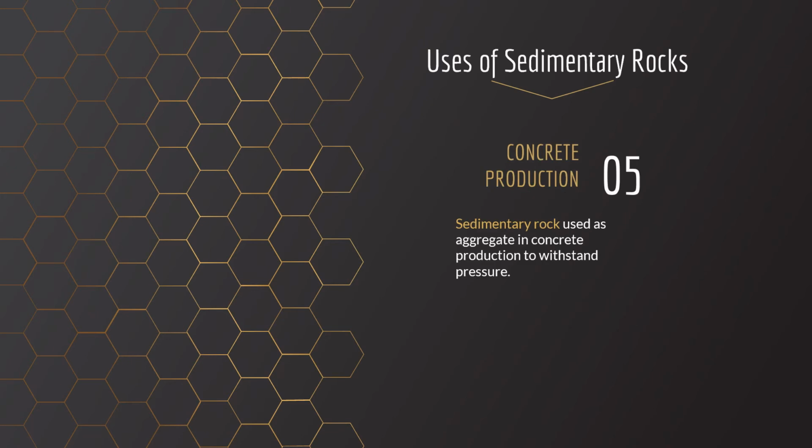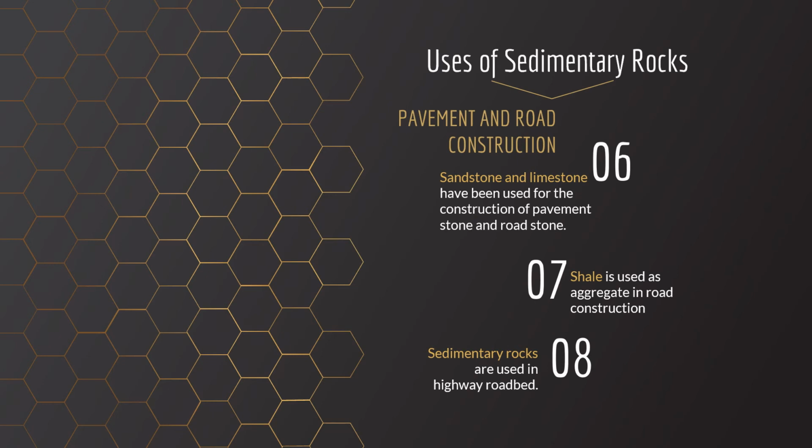And then another use is concrete production. Sedimentary rock are used as aggregate in concrete production to withstand pressure. And then the pavement and road construction. Sandstone and limestone have been used for the construction of pavement stone and road stone. Shale is used as aggregate in road construction, and sedimentary rocks are used in highway roadbed.